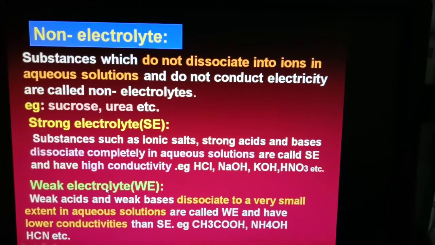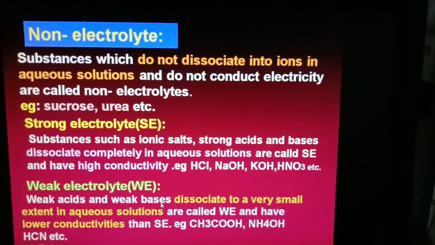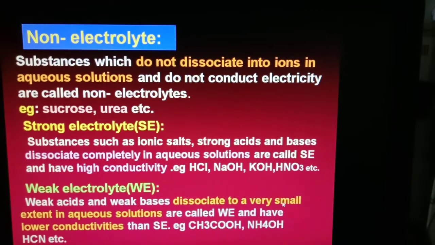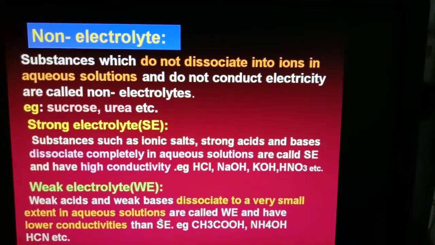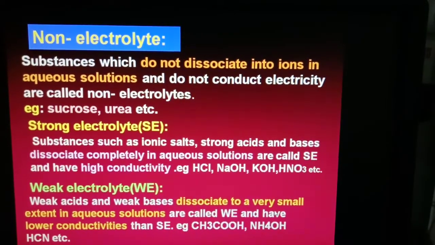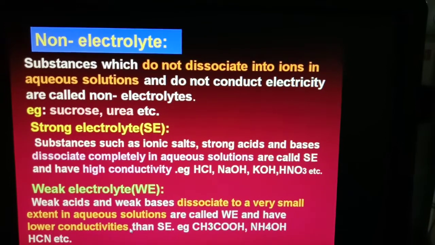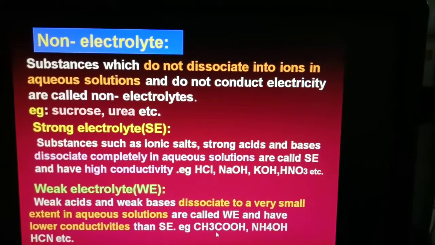Another electrolyte is a weak electrolyte. Weak acids and weak bases dissociate to a very small extent in aqueous solutions and are called weak electrolytes. They have lower conductivities than strong electrolytes. Examples: acetic acid, ammonium hydroxide, HCN, etc.